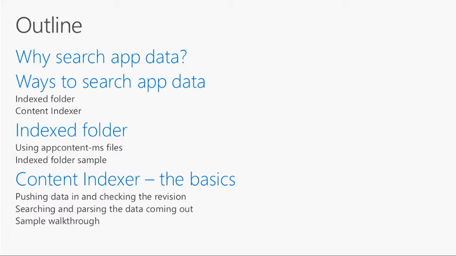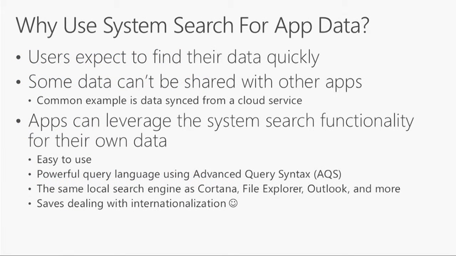The other thing we're going to cover is the basics of the content indexer. Now this is a more flexible way to add searching into your app. Unfortunately, it's a bit more complex. So we're just going to cover the basics today, and you can do a deep dive and cover some more data later. But the first thing is, why use system search for searching in your app?